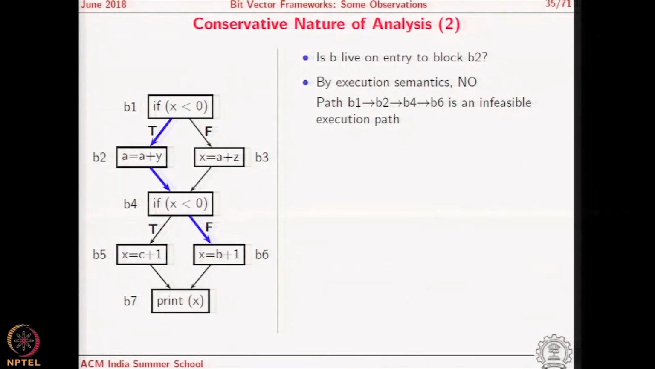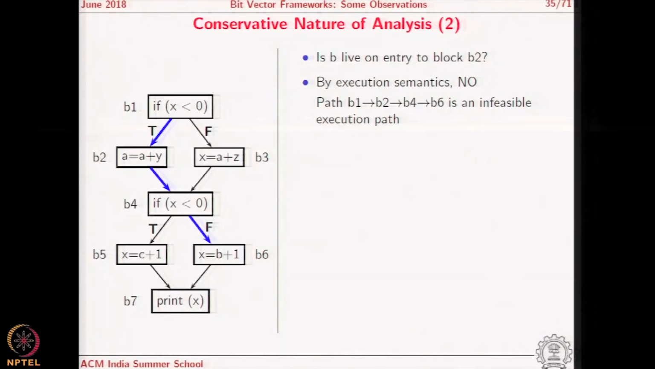So, this is another example of an infeasible path, but our analysis will assume that, sorry boss, nothing can be done, we will have to mark B as live. This is what the standard literature says, but there is a way of avoiding this.